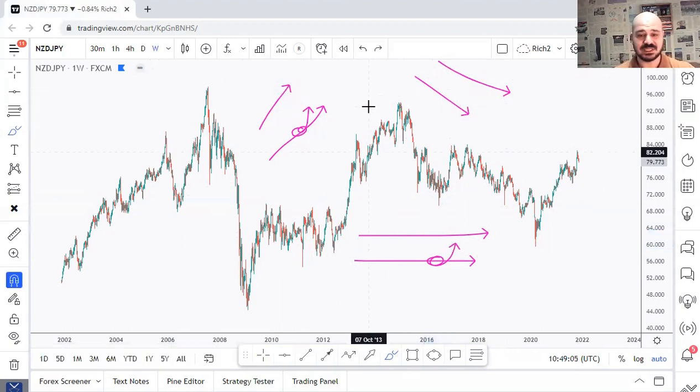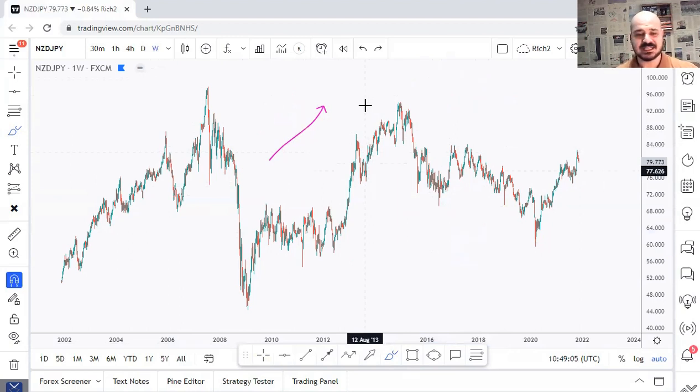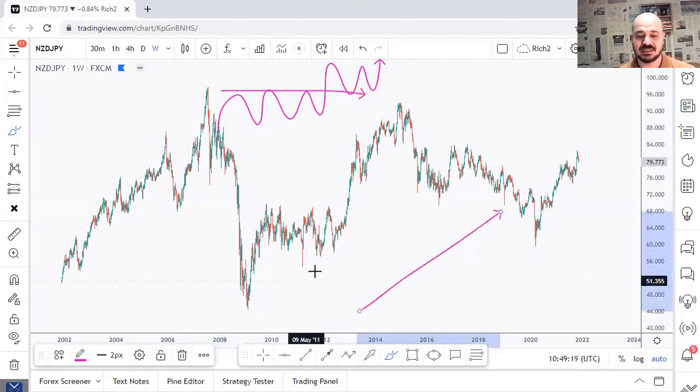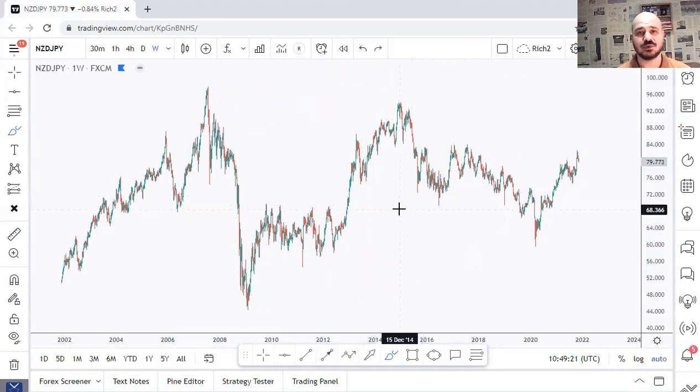So let's start with the weekly time frame. And as usual, we have three kinds of rejections. We have our support and resistance, where we have many failed attempts to break above or below a certain area. Second, we have our trend lines, which are non-horizontal support and resistance. And we also have supply and demand zones. So let's start with our support and resistance.